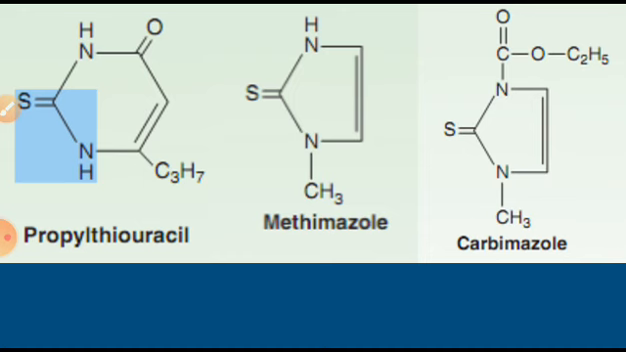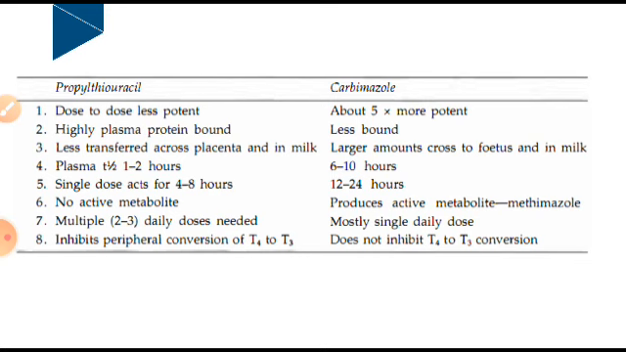Here you see the structures of propylthiouracil, methimazole and carbimazole. These are a few of the main differences between propylthiouracil and carbimazole, right? Dose to dose, propylthiouracil is less potent, while carbimazole is about 5 times more potent. Propylthiouracil is highly plasma protein bound, while carbimazole is less bound. Similarly, the half-life is 1 to 2 hours for propylthiouracil and 6 to 10 hours for carbimazole.